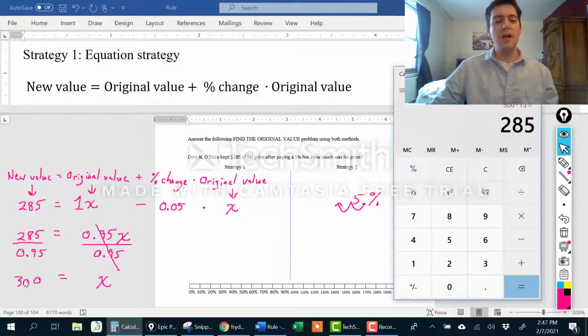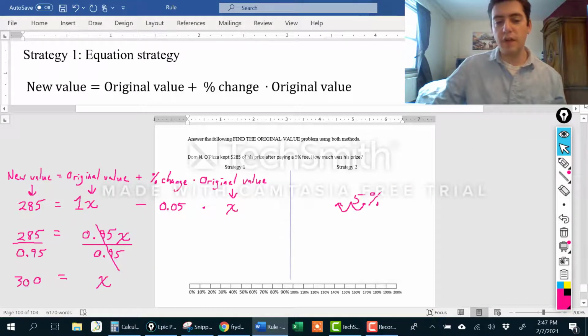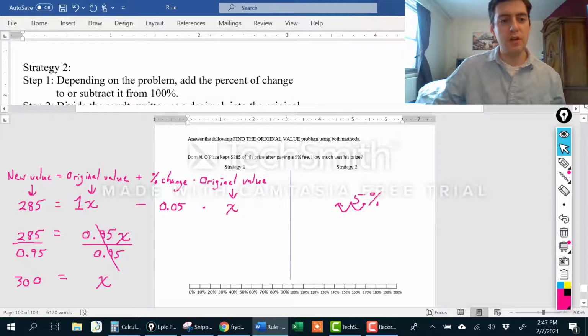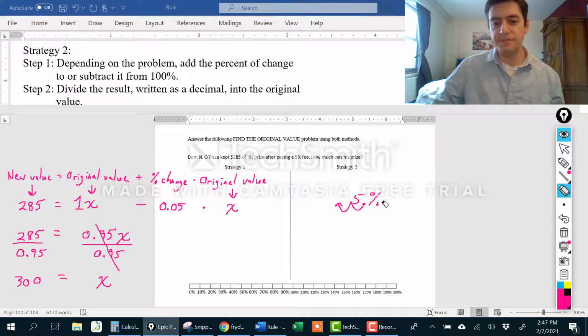So 300 must have been the original amount of money that he won. Okay, and then the fee was 5% of the 300, or in dollars it was $15. Okay, now let's move on to strategy 2 here. I don't have a clever name for that. I'm just calling it strategy 2.